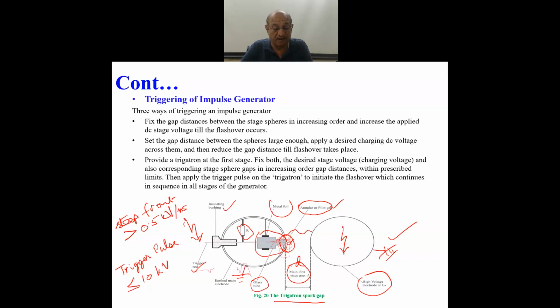So I would make a break today here. Please mind it. What I said earlier was this is the high voltage electrode, and this is the electrode at ground potential where the trigger pulse is being applied, on the opposite side, as you can see it here. I hope you are able to understand and there is no confusion.